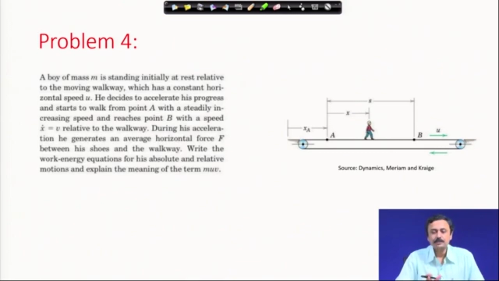So, I as a ground fixed observer, or you as a ground fixed observer, are observing this boy, and at A he decides to accelerate and reaches B with a velocity which is now relative to the walkway equal to v. During his acceleration, he generates an average horizontal force F between his shoes and the walkway. Write the work energy equation for his absolute and relative motions and explain the meaning of the term m u v. This is again a problem from the book of Meriam and Craig. This is a very interesting and educative problem for understanding work energy relation in a moving frame and a fixed frame.